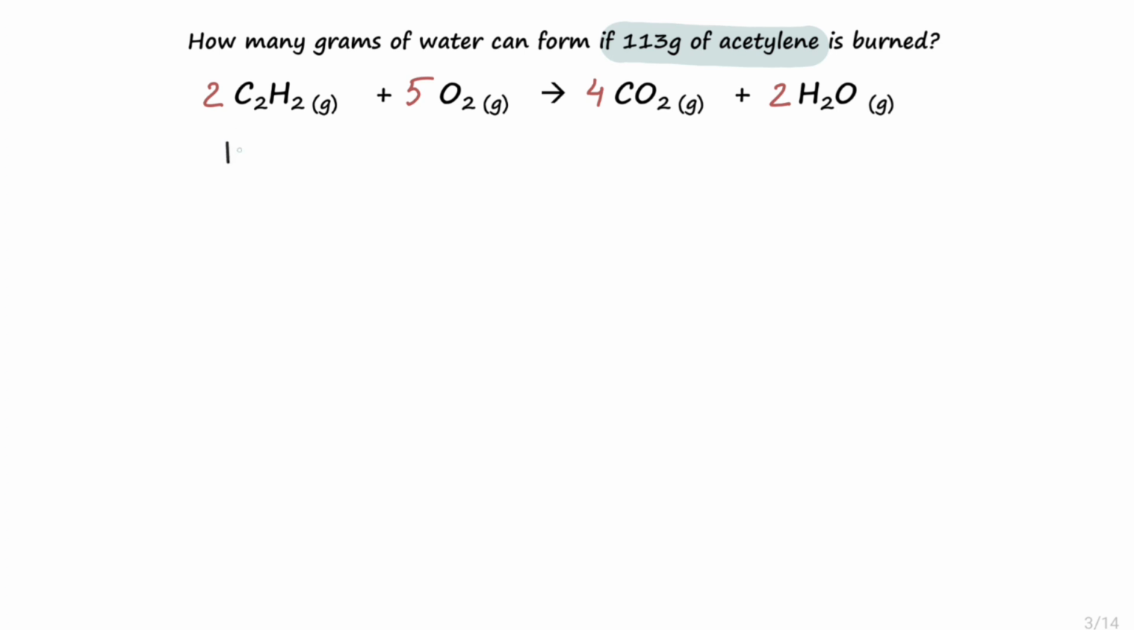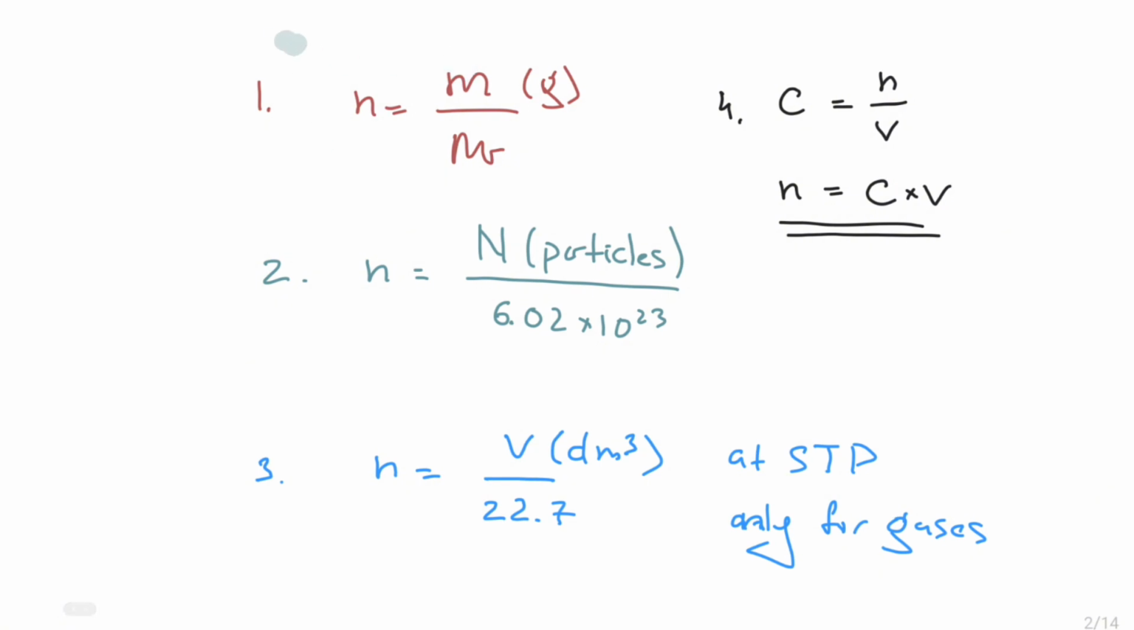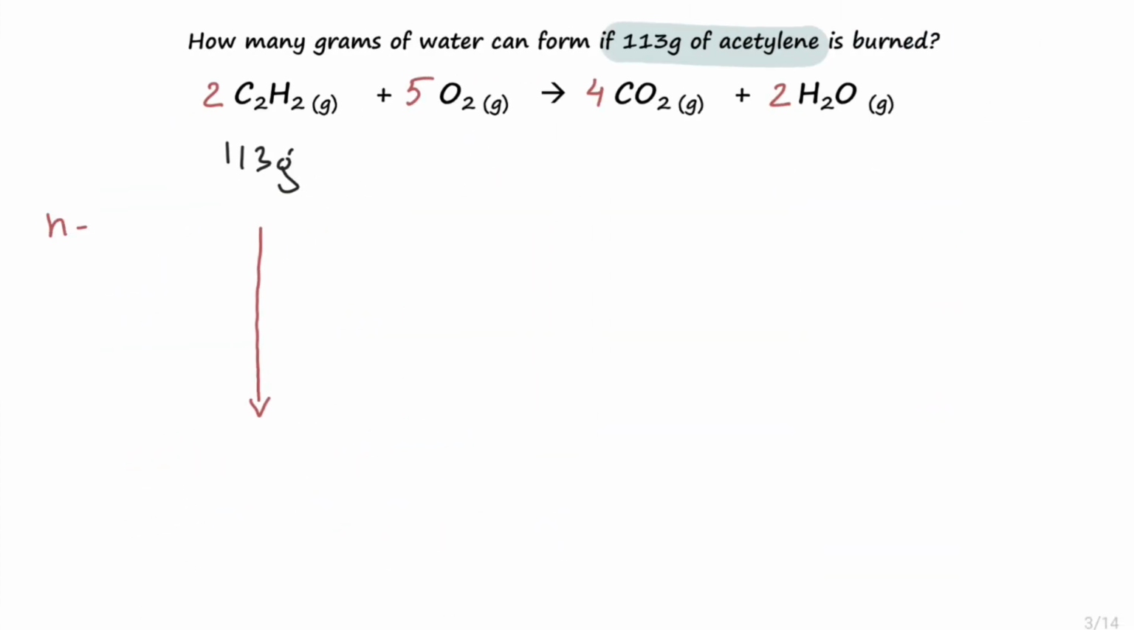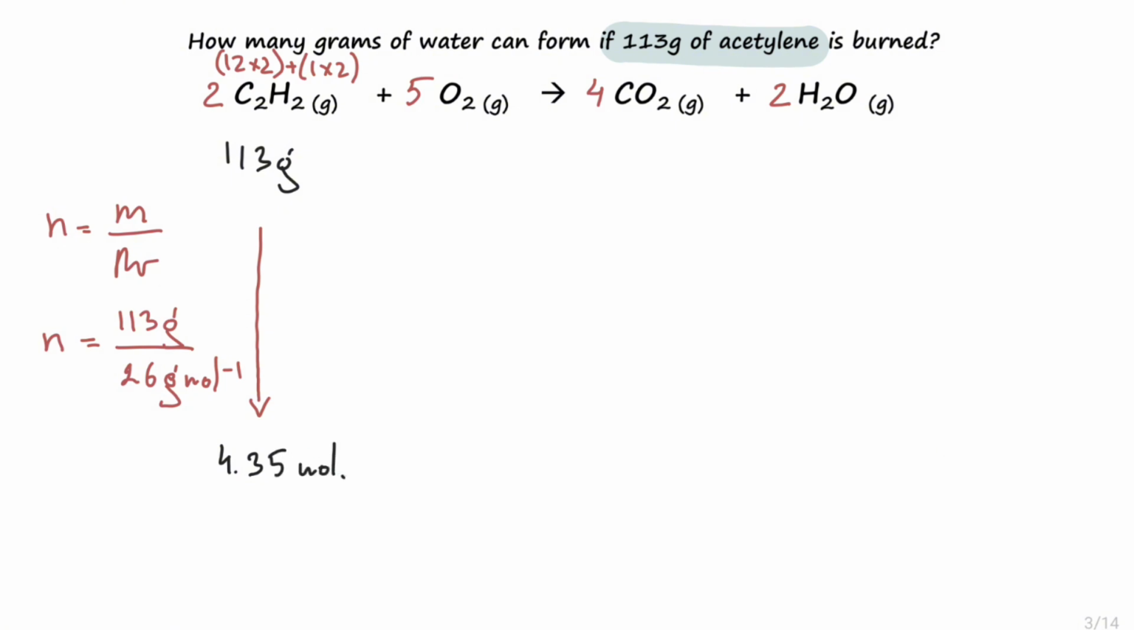So they provide us with 113 grams of acetylene. The first step, we need to find the number of moles. How will you do it? We will apply this formula in order to find it. Mole equals mass divided by molar mass. Mole equals the mass of acetylene, 113 grams, and the molar mass of acetylene: molar mass of carbon 12 multiplied by 2, molar mass of hydrogen 1 multiplied by 2, and overall it will be 26. So divided by 26 gram per mole, 4.35 mole here.